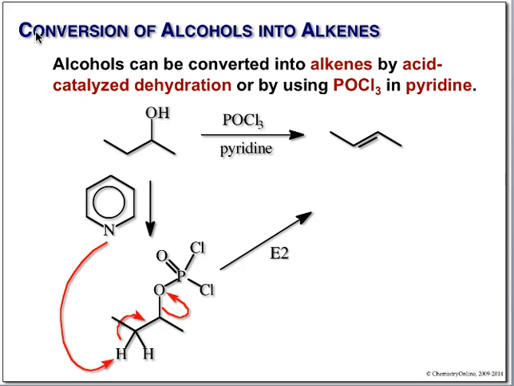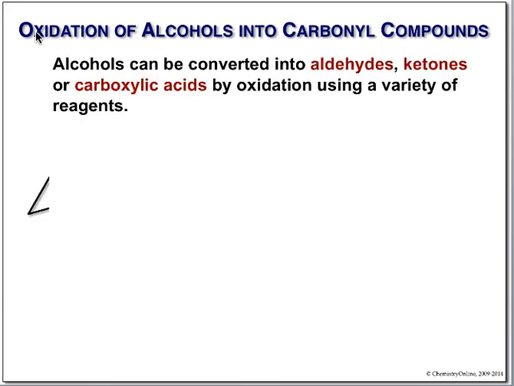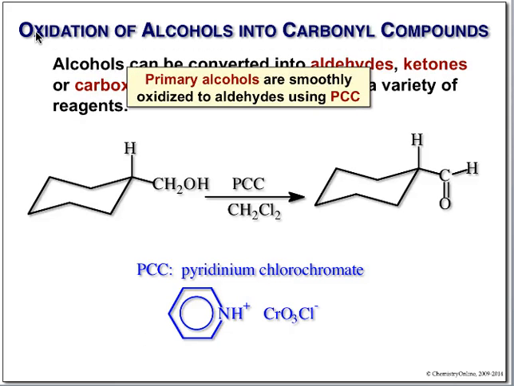Chapter 17, we also talked about oxidation. The mildest form of oxidation was PCC and dichloromethane. Primary alcohols to aldehydes. Also works with secondary alcohols to ketones. Very nice reagent. Just remember PCC. Very gentle. Any questions?